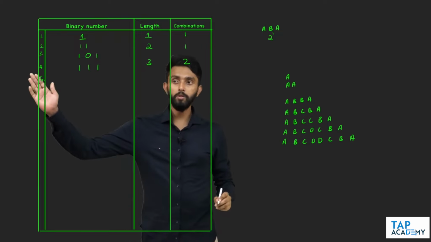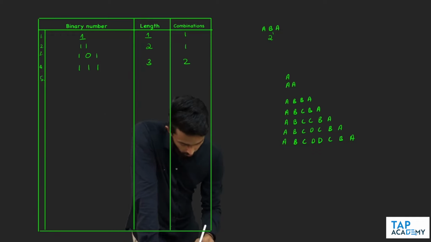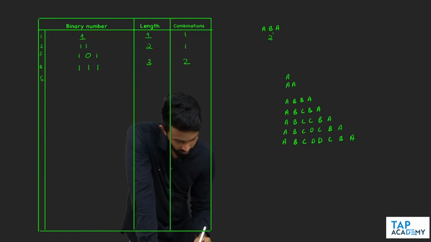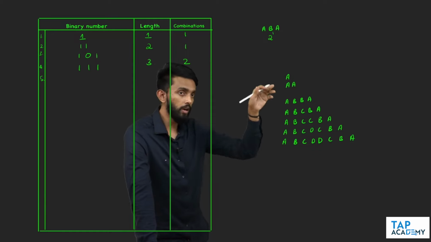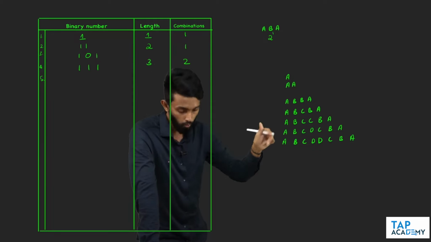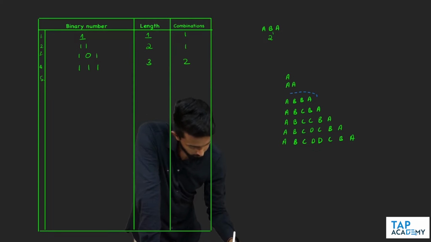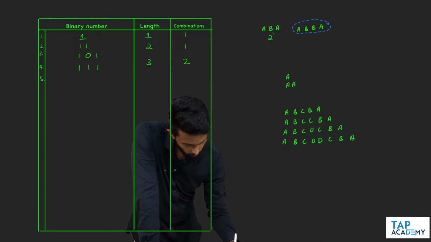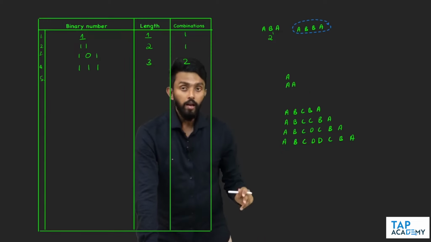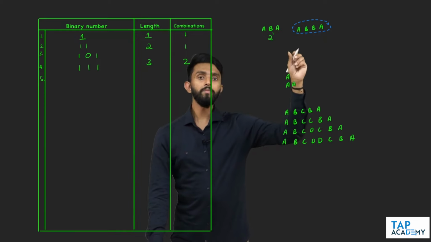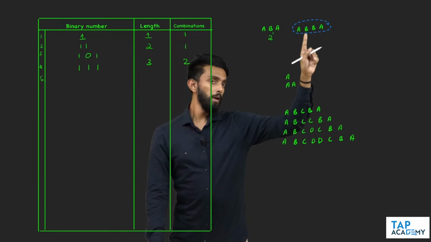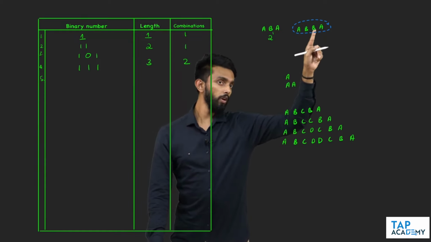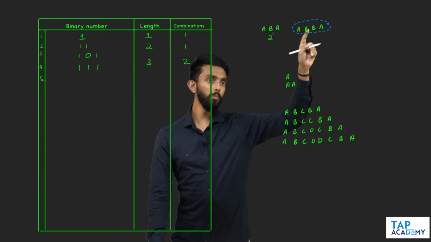I hope everybody is able to see, I'm writing it also. Now I have finished third, so I have to come to 4. If you look at 4, A and A is fixed. This B, whatever you write here only, you will write here also. So you have only 1 combination that you can change.